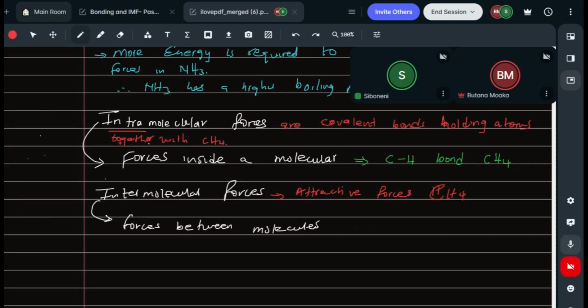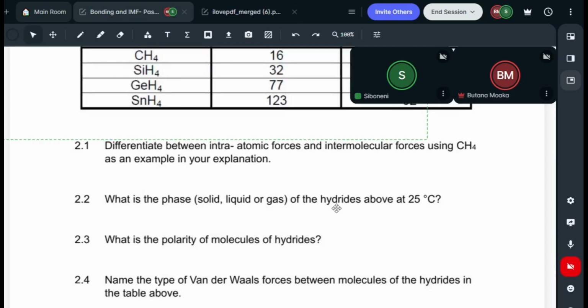Okay. Look at the statement that I'm reading from there. First thing first, we are saying that the intramolecular forces are the covalent bonds holding atoms together. Are you still with me? Yes. I'm just confused. Are we on 2.2? No, 2.1.